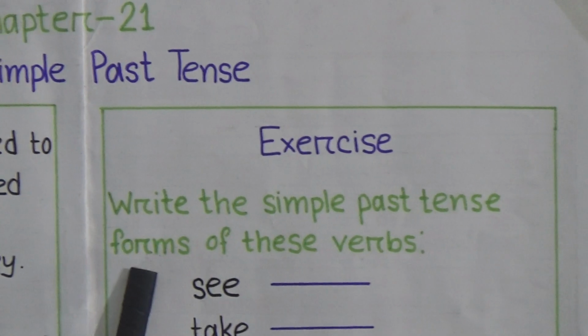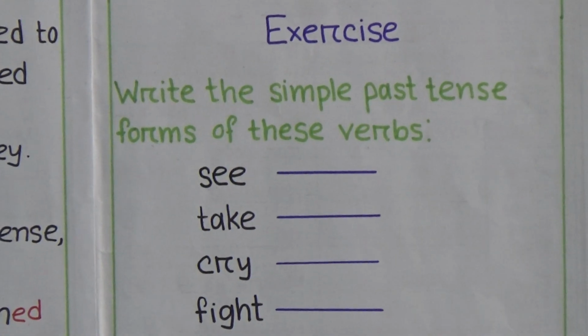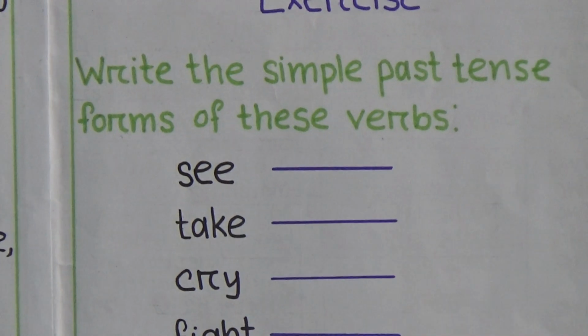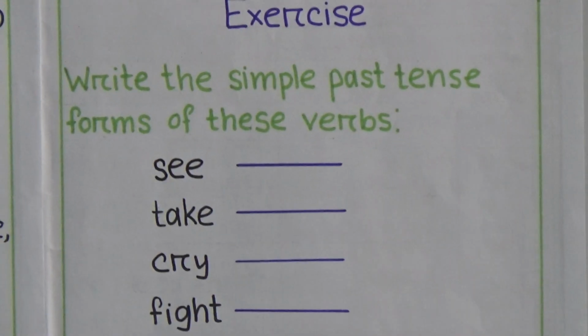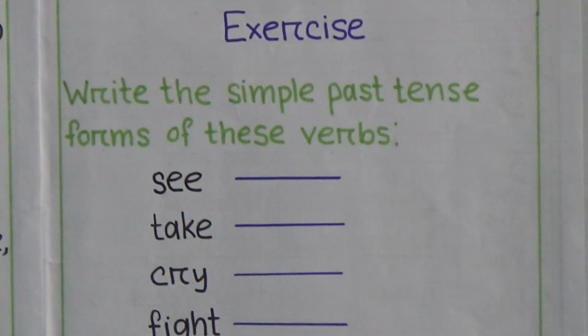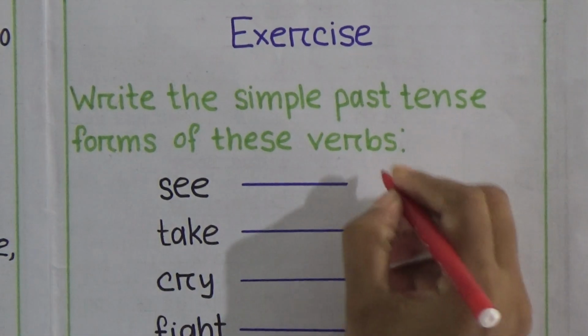The question is, write the simple past tense forms of these verbs. Students, here are some given verbs. You have to make them past tense. Now, our first verb is see. So, the past form of see is saw.